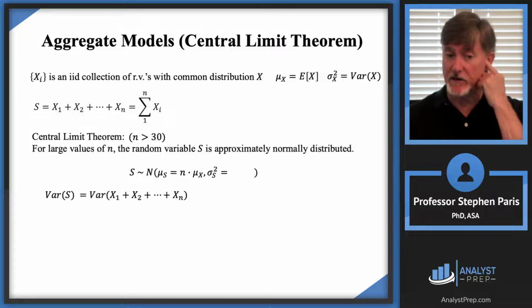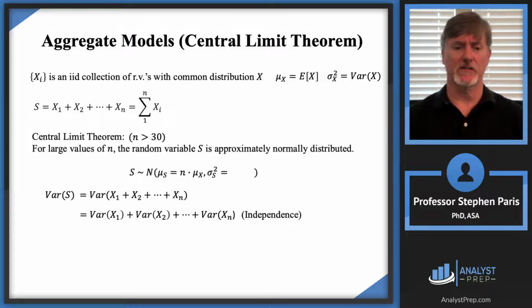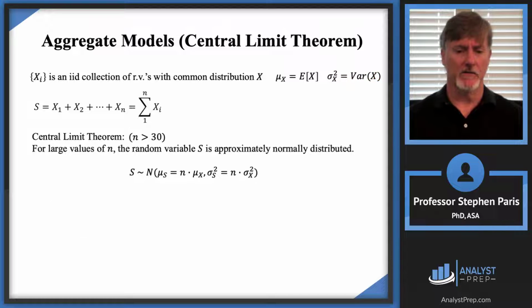And likewise, let's look at the variance. The variance of the sum, because of independence, is the sum of the variances. And by identically distributed, I can drop the subscripts. Each one of those variances is equal to the variance of CapX. And I have n of those also, and I'm using sigma squared sub CapX as the variance. And so for the variance of CapS, I'll have n times the variance of CapX, or n times sigma squared sub CapX.